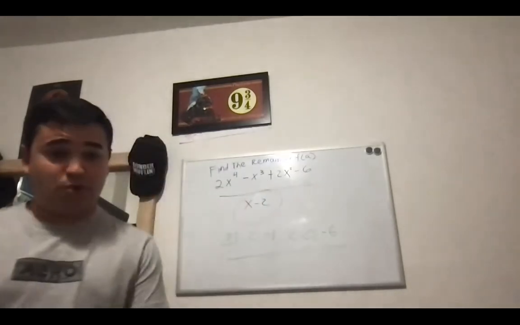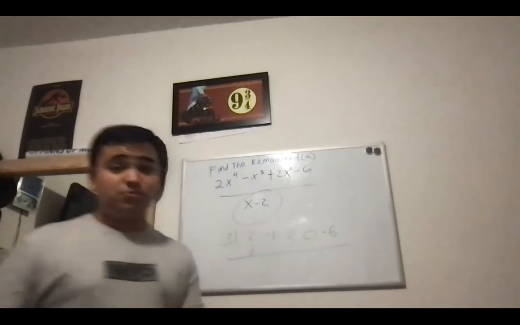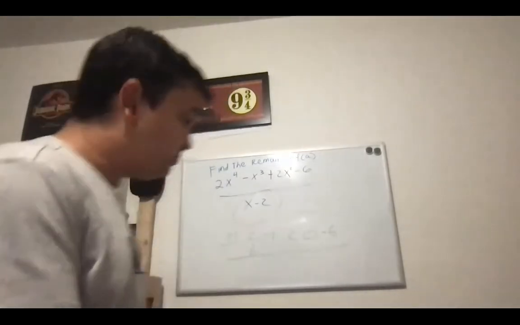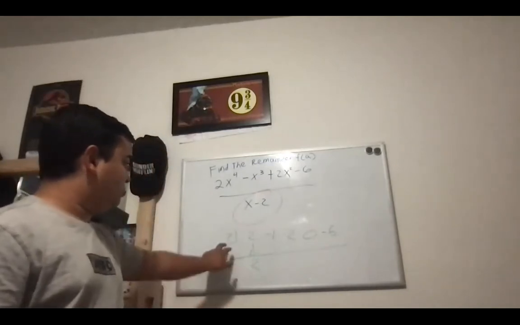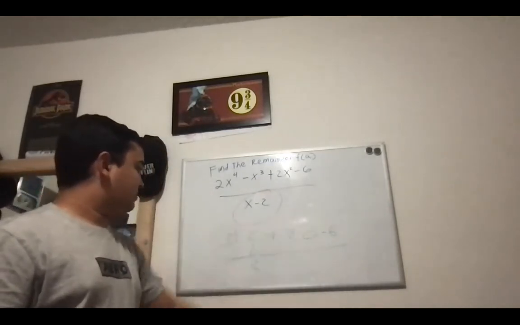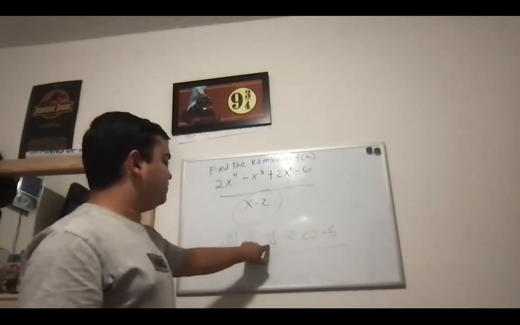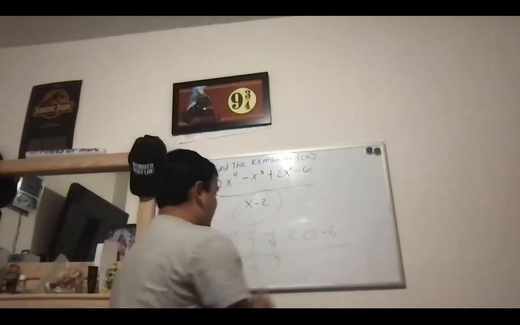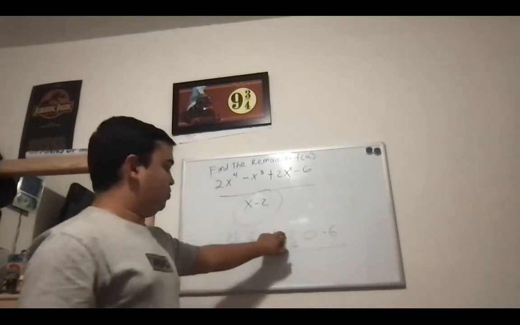Draw a line for another row of numbers. We're going to drop that 2, drop it like a sound, like Snoop Doggy Dogg. And we're going to multiply it diagonally and add across. 2 times 2 is 4. Negative 1 plus 4 is 3. 3 times 2 is 6. 2 plus 6 is 8.